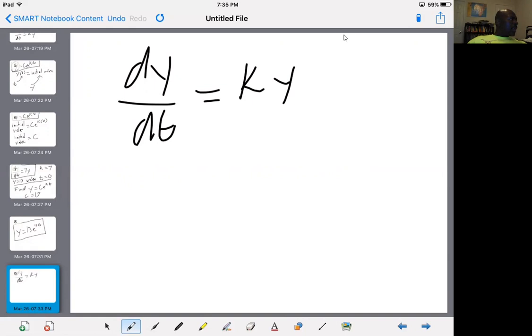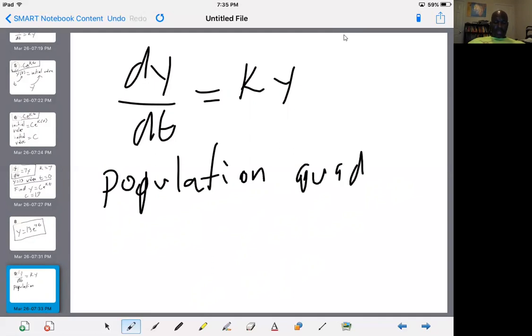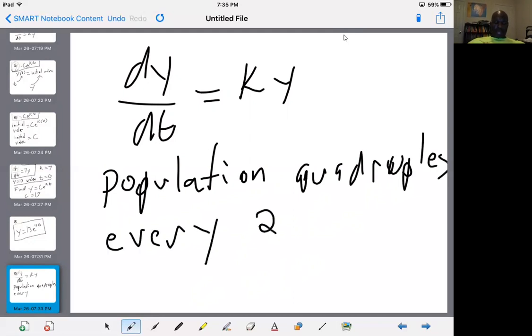And then it says if the population quadruples every 2 years, and t is measured in years, so the population quadruples every 2 years, then the value of k is what?